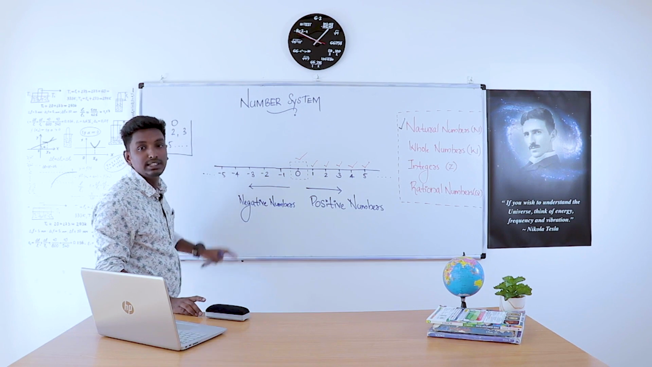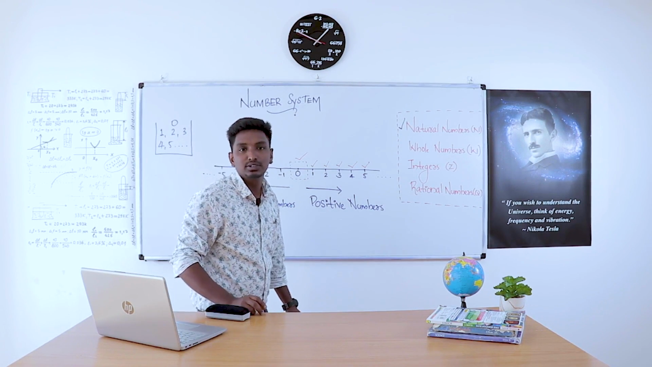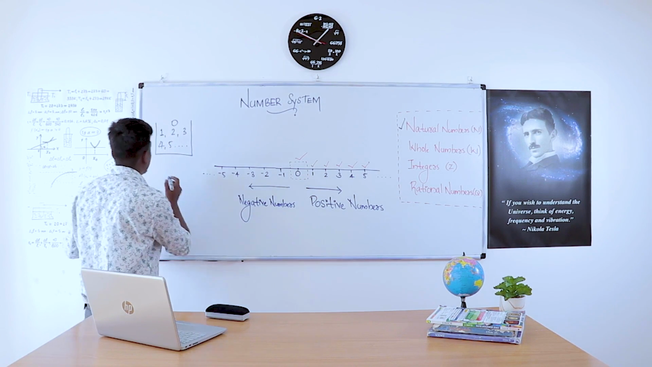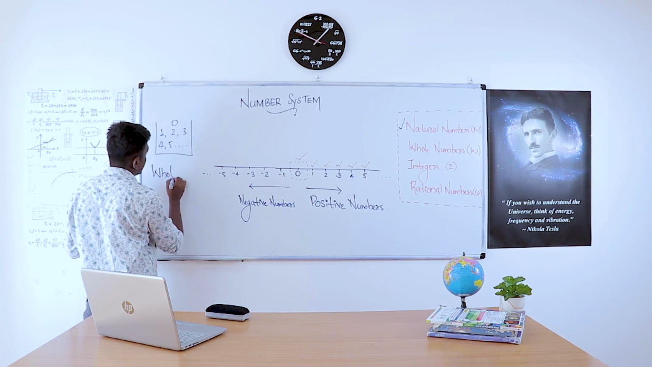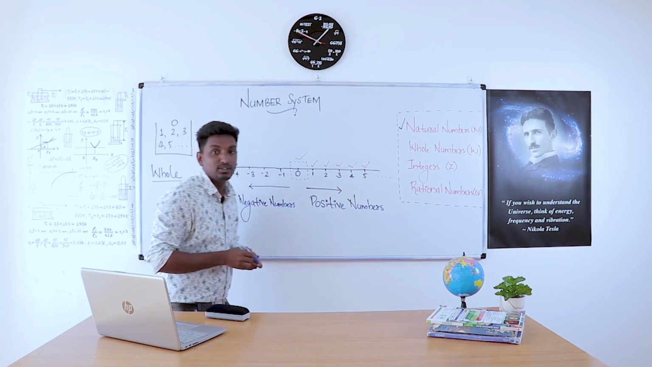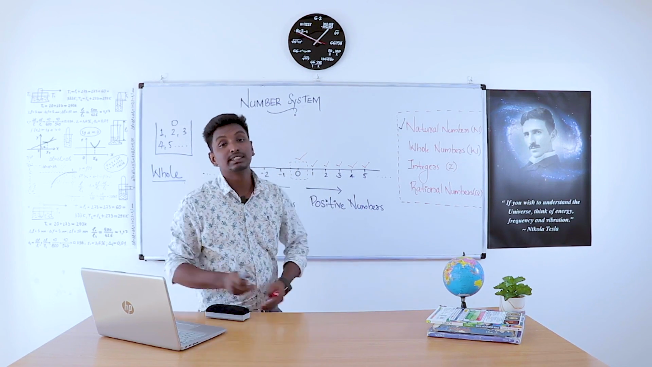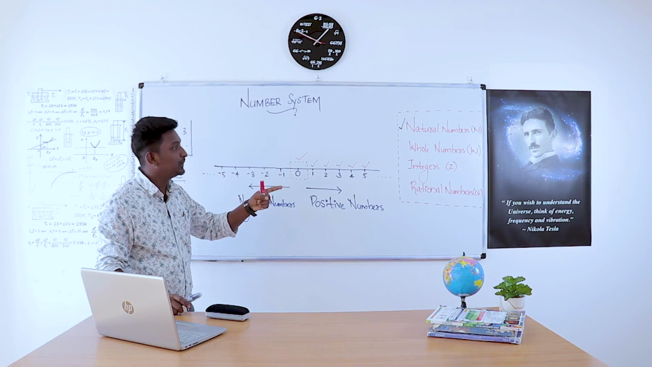Additionally, a 0 is there. That means a 0 plus the remaining natural numbers. 0 plus these natural numbers are together called whole numbers. That means 0, 1, 2, 3, 4, etc. are known as whole numbers, represented by W.